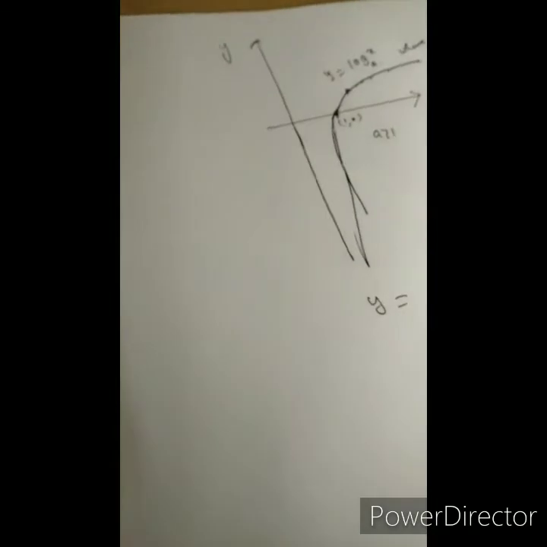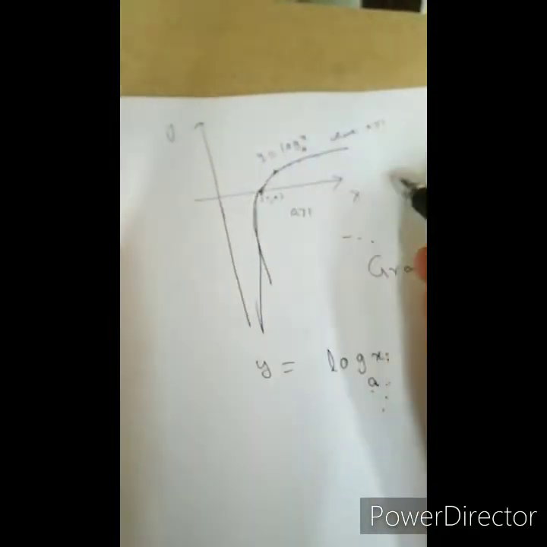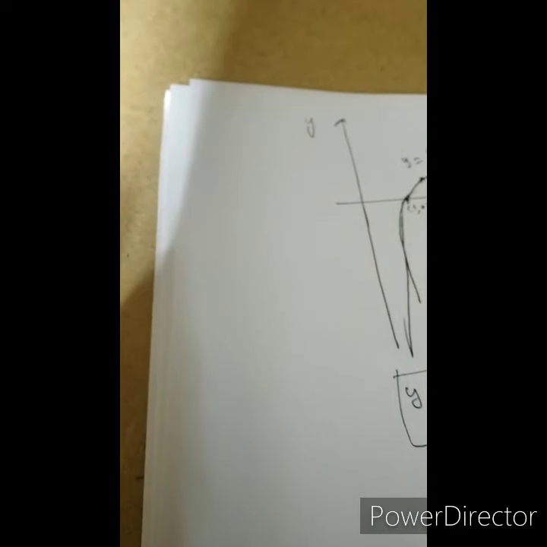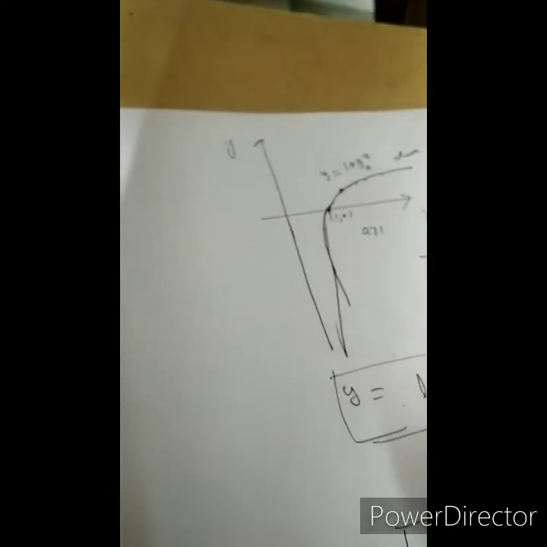I repeat once again here the graph. First, to draw the graph, I have to draw the x-axis and y-axis, and now the function is y equal to log x to the base a. To draw the graph, what you do is take an x value and a y value. In general we will take x equal to 1, y value log 1 value 0.